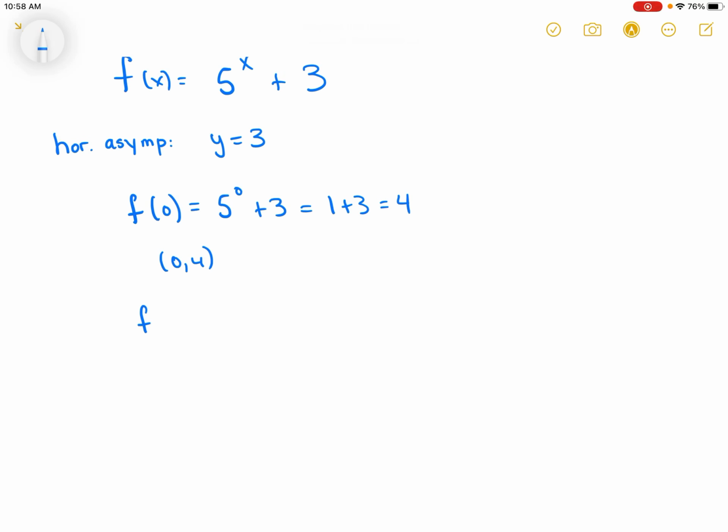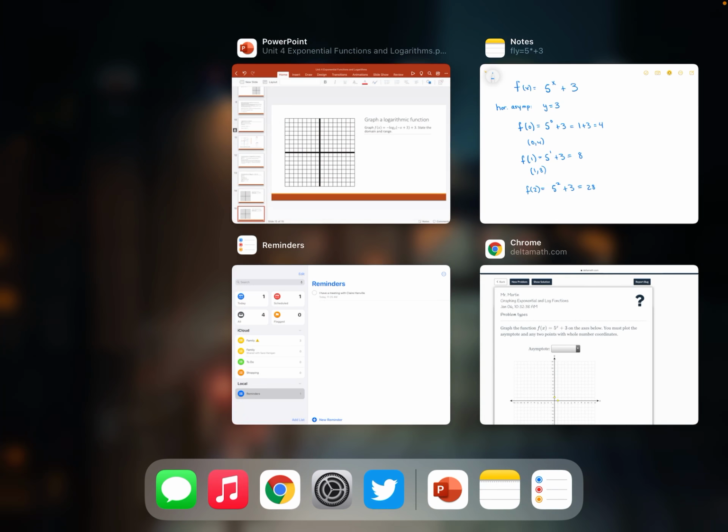And then I would just choose the next power of 5. So 5 to the first. So we're going to have f of 1 is equal to 5 to the first plus 3. That's 5 plus 3, which is going to be 8. So the other point is 1, 8. Now, if you try to do f of 2, that's going to give you 5 squared plus 3, which is 25, plus 3, which is 28, which is a valid point. You just can't graph it. So try to stay on the graph. So anyway, we have a horizontal asymptote of 3, 0, 4, and 1, 8.